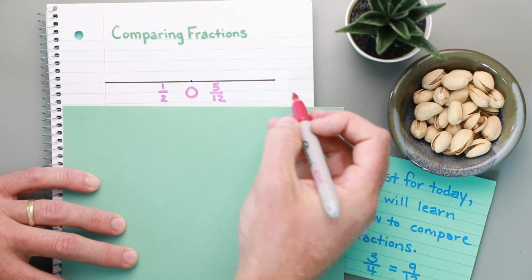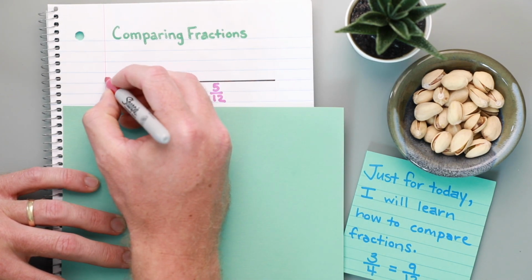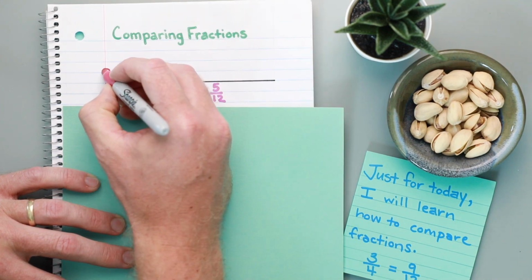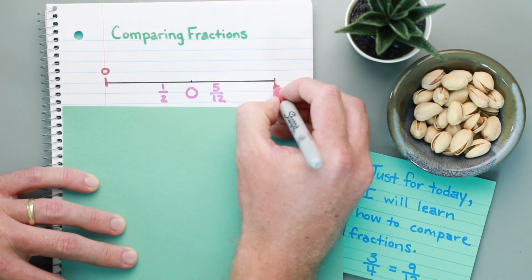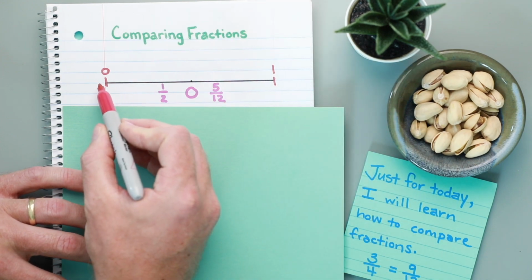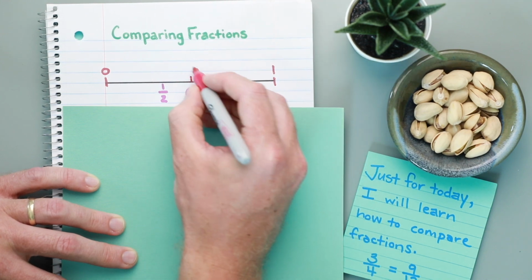We're going to start by creating our number line. I've drawn the line right here, and I'm going to fill in a few important numbers or values. We're going to start with 0, and we're going to end our number line with the number 1. In other words, our number line represents one whole. I'm going to plot 1/2, which is right here.